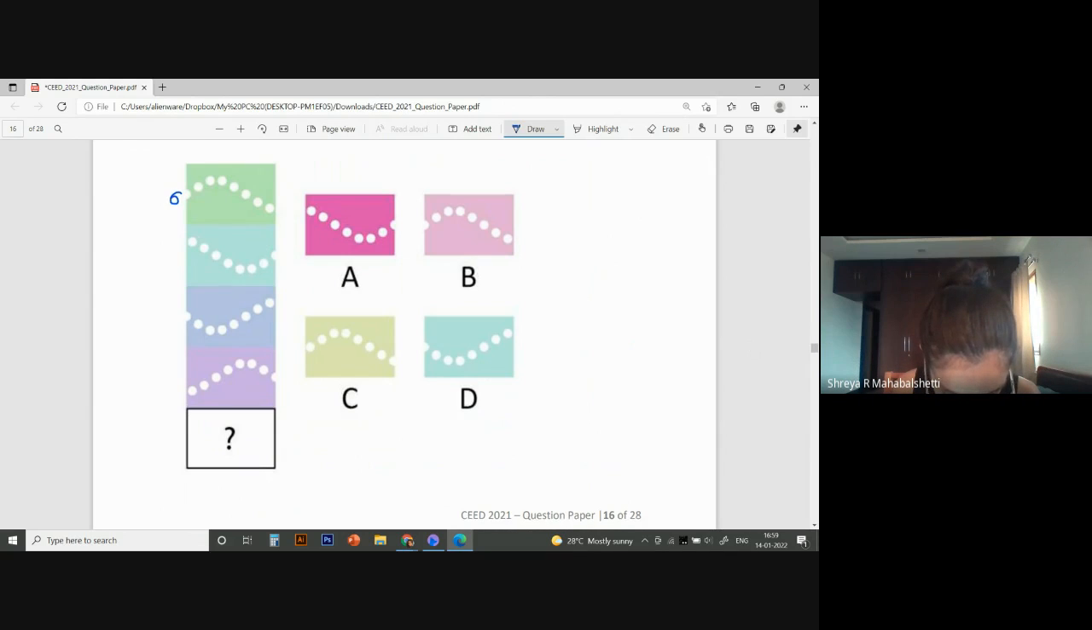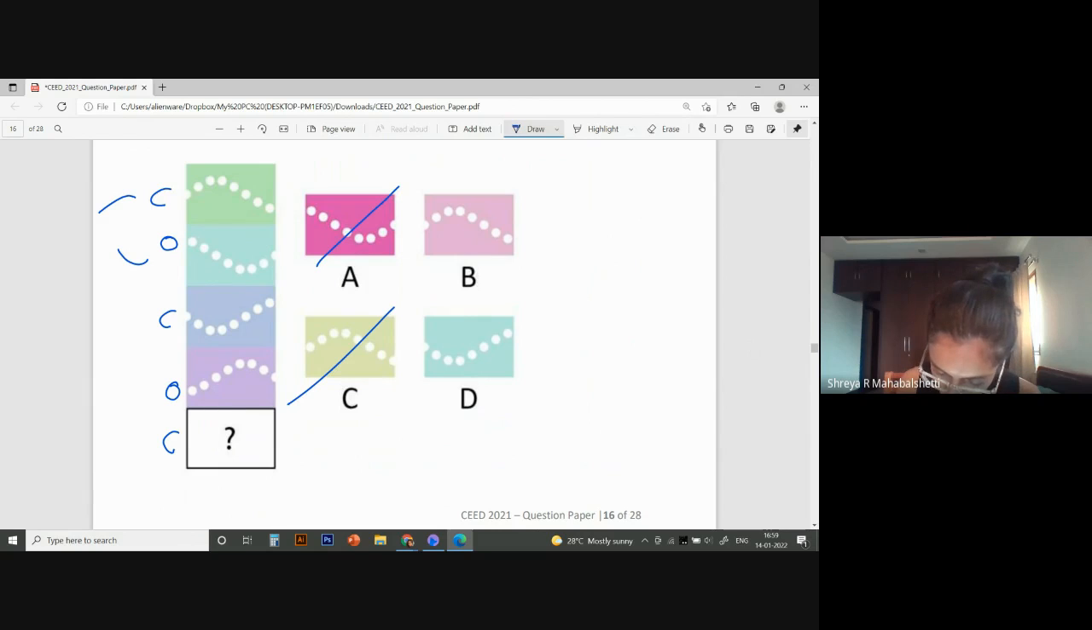There's half a circle. Okay, here there is half a circle, there is full circle, half a circle, full circle. So eventually there has to be half a circle. So this and this are gone. You're left with two. Now how do you know, is it an upward curve or is it a downward curve? Here it is upward, downward.